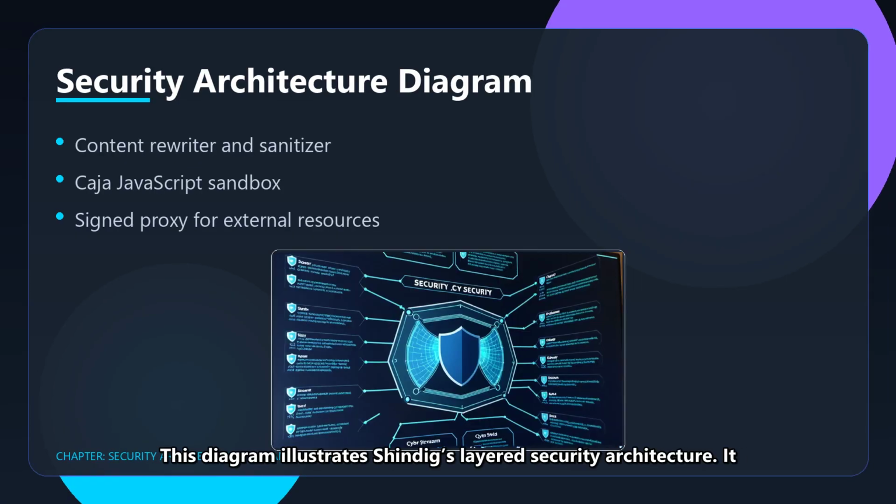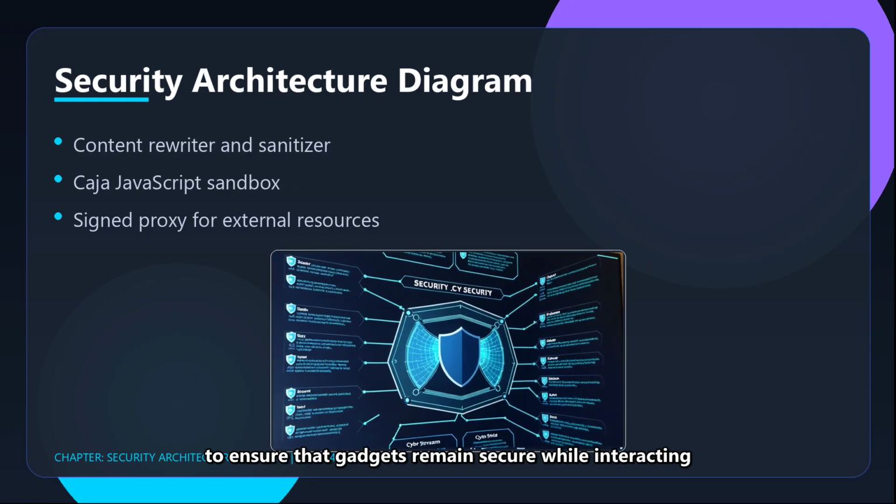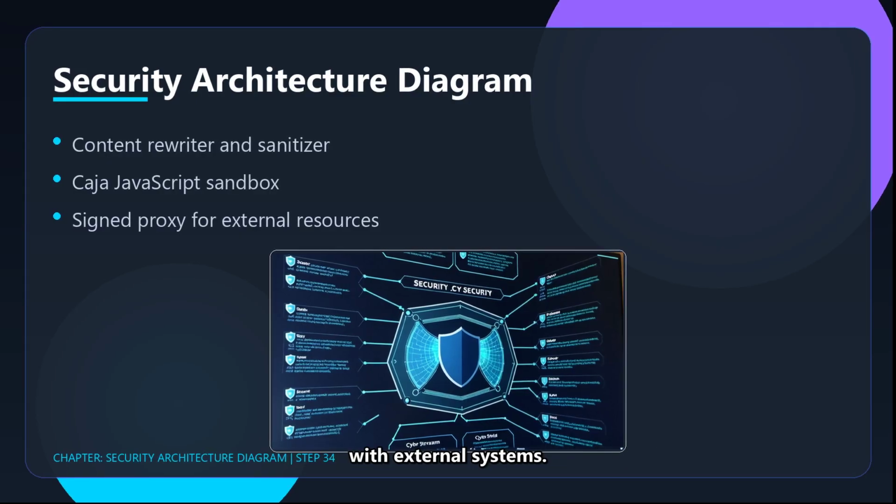This diagram illustrates Shindig's layered security architecture. It includes content rewriting, Caja sandboxing, and sign proxying to ensure that gadgets remain secure while interacting with external systems.